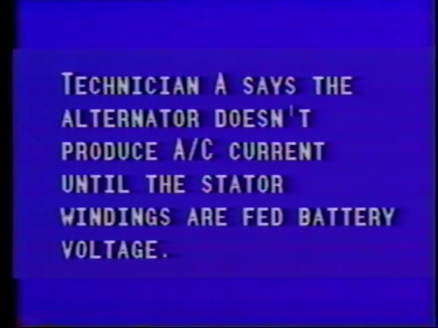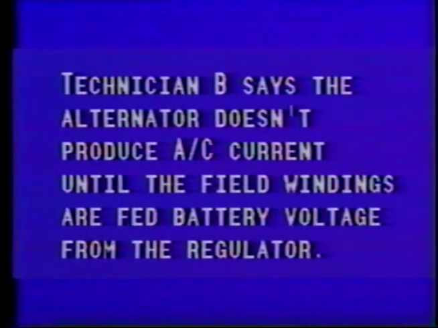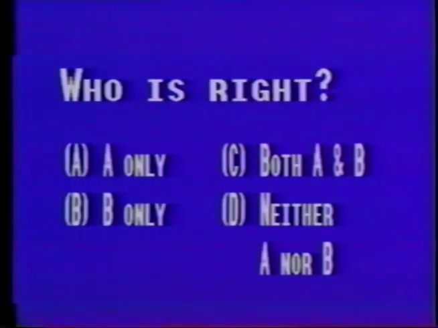Technician A says the alternator doesn't produce AC current until the stator windings are fed battery voltage. Technician B says the alternator doesn't produce AC current until the field windings are fed battery voltage from the regulator. Who's right? A, Technician A, B, Technician B, C, both A and B, D, neither A nor B. This comparative statement tests your understanding of how an alternator produces alternating current.